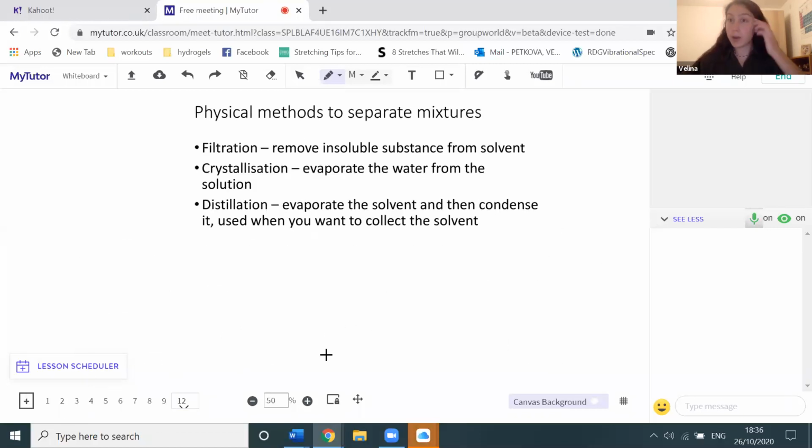You may have done experiments on these at school, so you may be quite familiar with them, but you also may have never seen them. So filtration. This removes anything insoluble from a solvent.